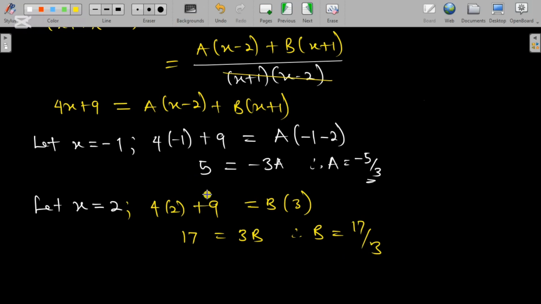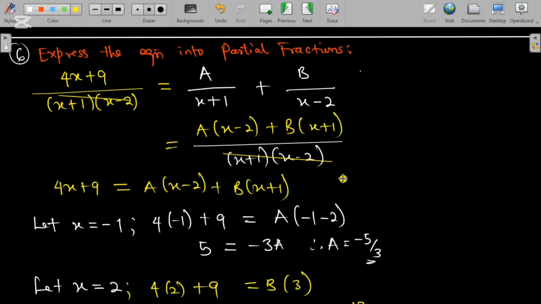Okay, so this is one way of doing this. So with this, you have gotten your a and b, and you can actually substitute here. Your a is minus 5 over 3, so the 3 should come down to now multiply this denominator. Then plus b is 17 over 3 also, am I correct?